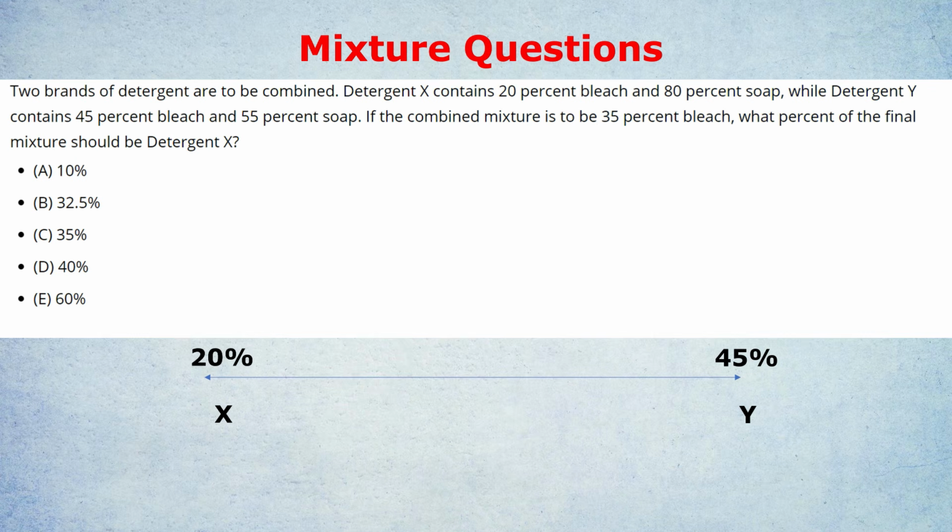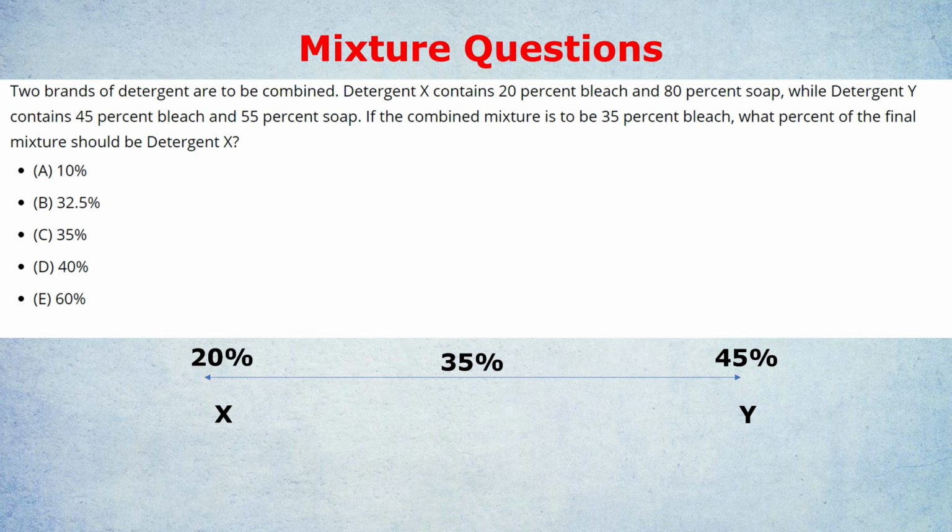Notice I didn't write anything to do with soap. Why? Because we're focusing on the bleach. They told us the combined mixture is to be 35% bleach. So that's what I focus on, the bleach ingredient only. What else do we do with this magical line? We put in the middle the mixture, which is 35% bleach. So anywhere on the middle of that line, you can just write 35% representing the mixture. The fancy term would be the weighted average being 35% bleach.